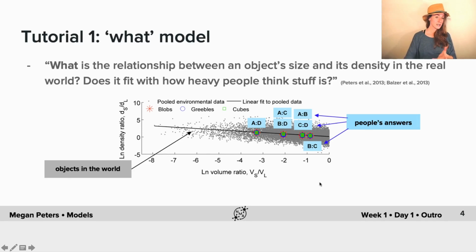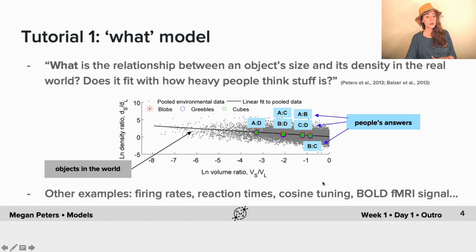So in addition to this natural statistic kind of approach, you could also describe neural firing rates like we did today. You could also describe Fano factors. You could also describe reaction times in a behavioral experiment. You could describe cosine tuning functions for neural tuning preferences. You could describe how the BOLD fMRI signal behaves under different conditions using a general linear model. There are tons of options here for the what models. And so these are just a few to get your wheels kind of turning.